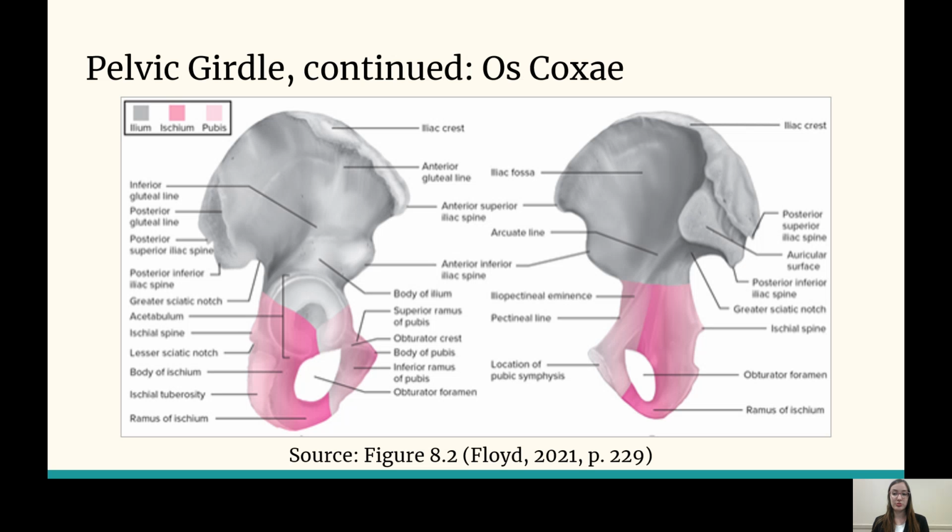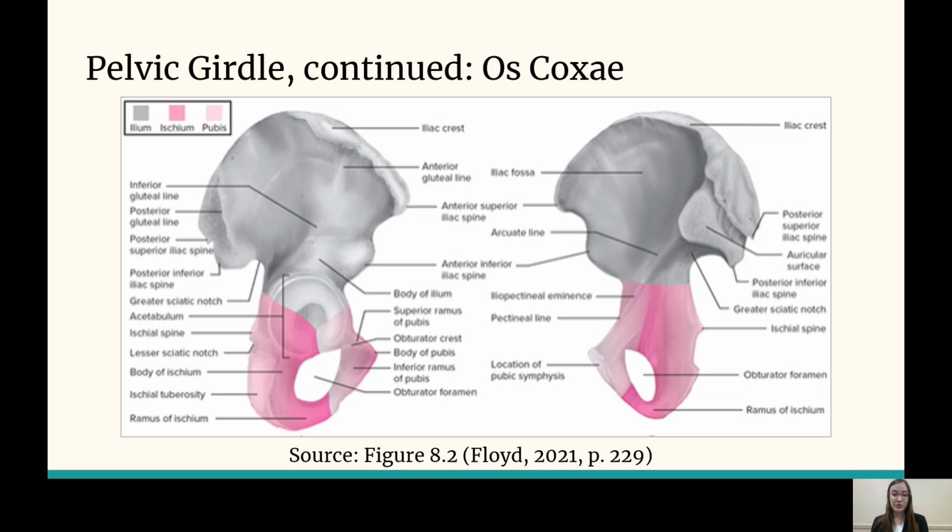The ilium, which is represented by the light gray color in this image, has a curved shape and has several bony landmarks that are important attachment points for tendons, such as the gluteal lines, as well as for important nerves and blood vessels to pass through to the legs, such as the greater sciatic notch.